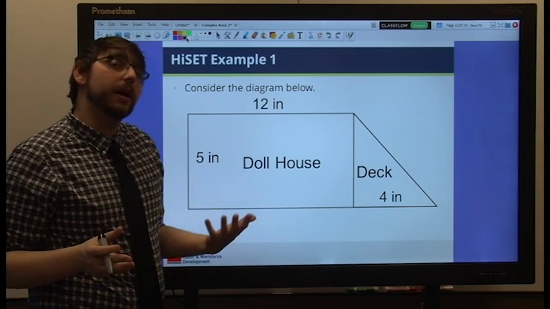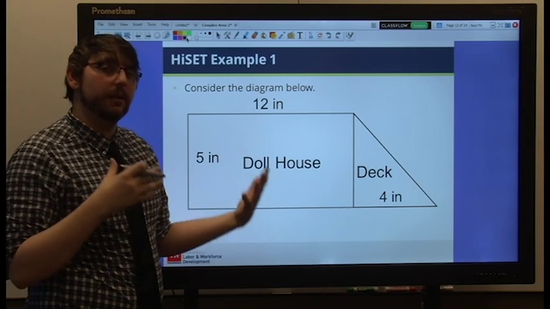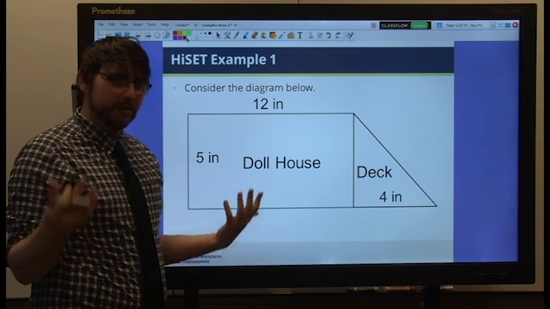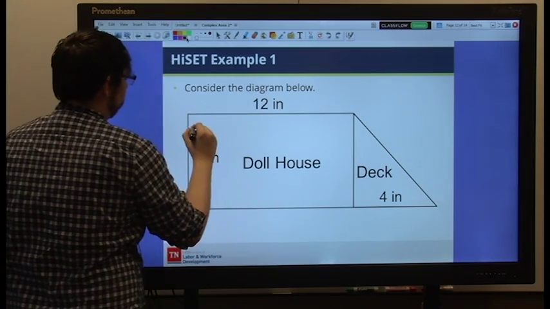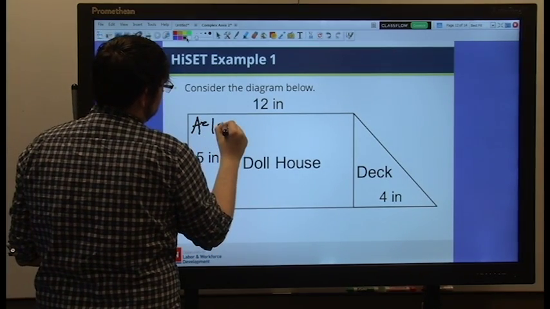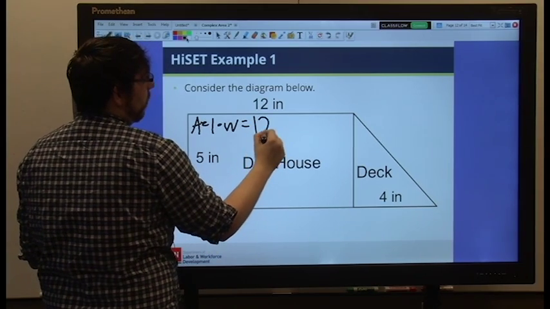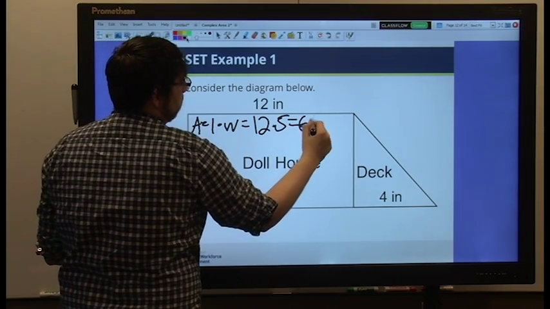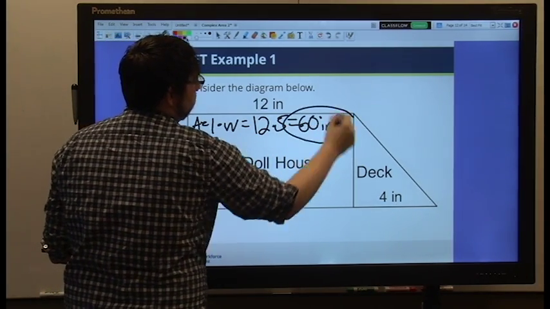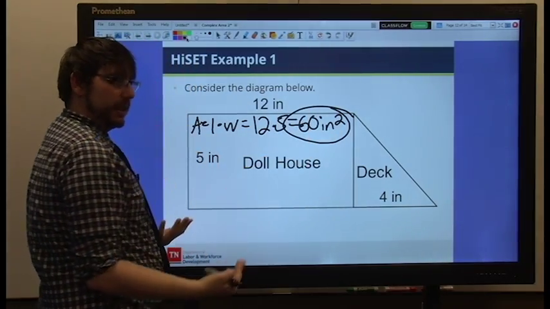So the dollhouse is shaped like a rectangle, which means it has length and width. And how do you find the area of a rectangle? Length times width. In this case, that is 12 times 5, which is 60 inches squared. So the area of this rectangle is 60 inches squared.